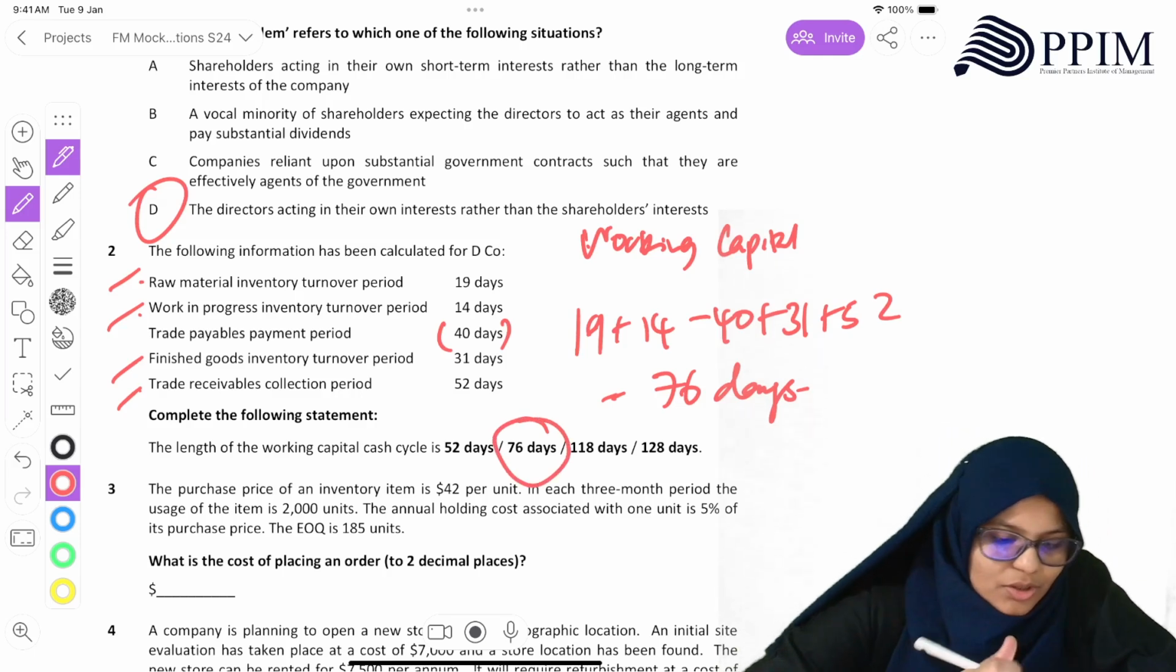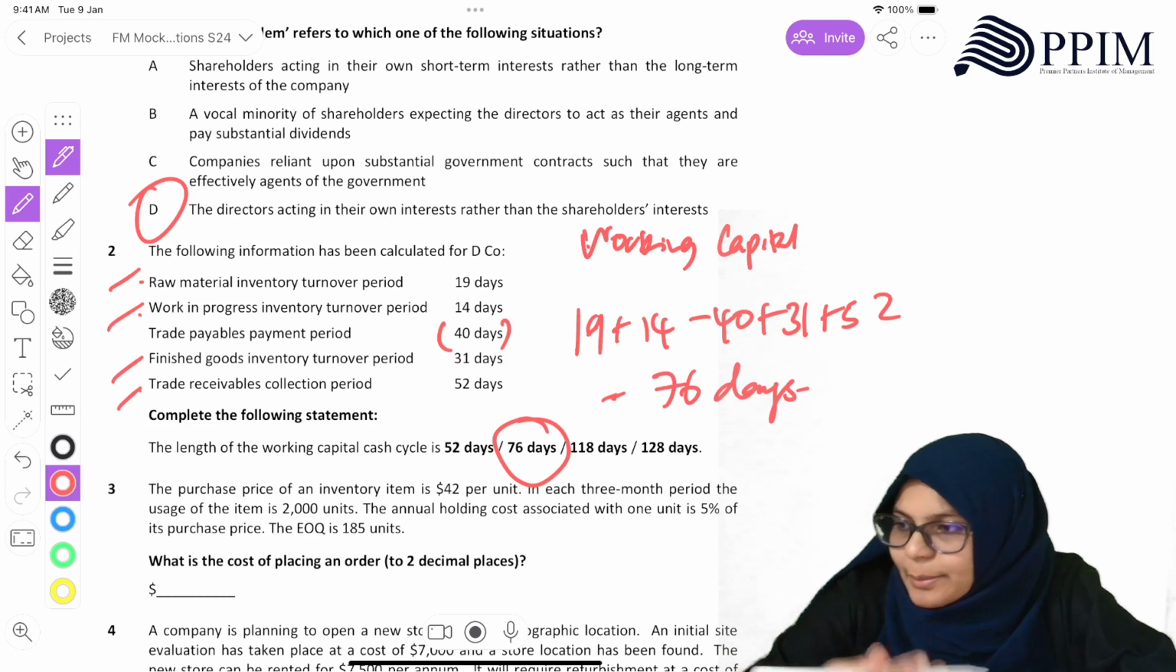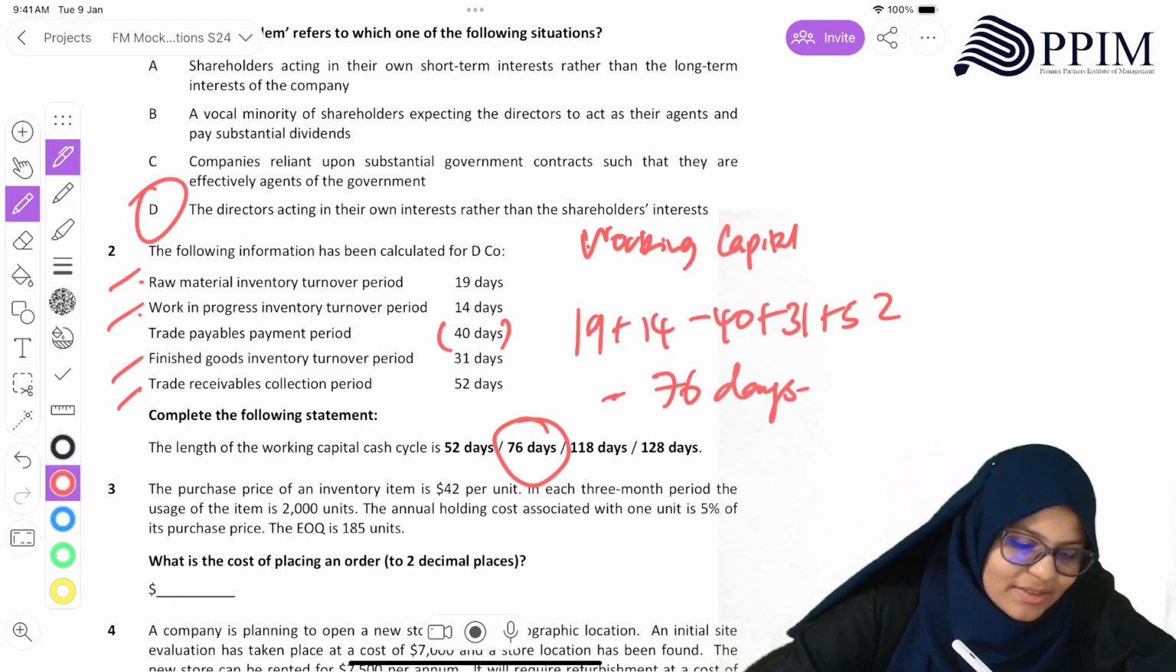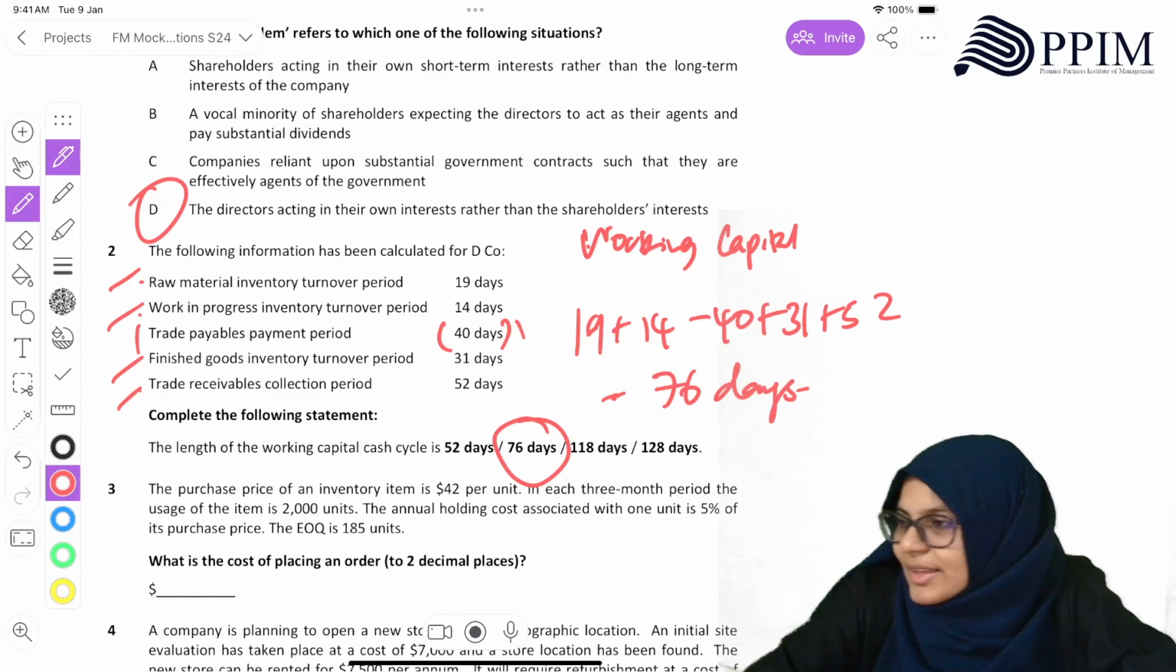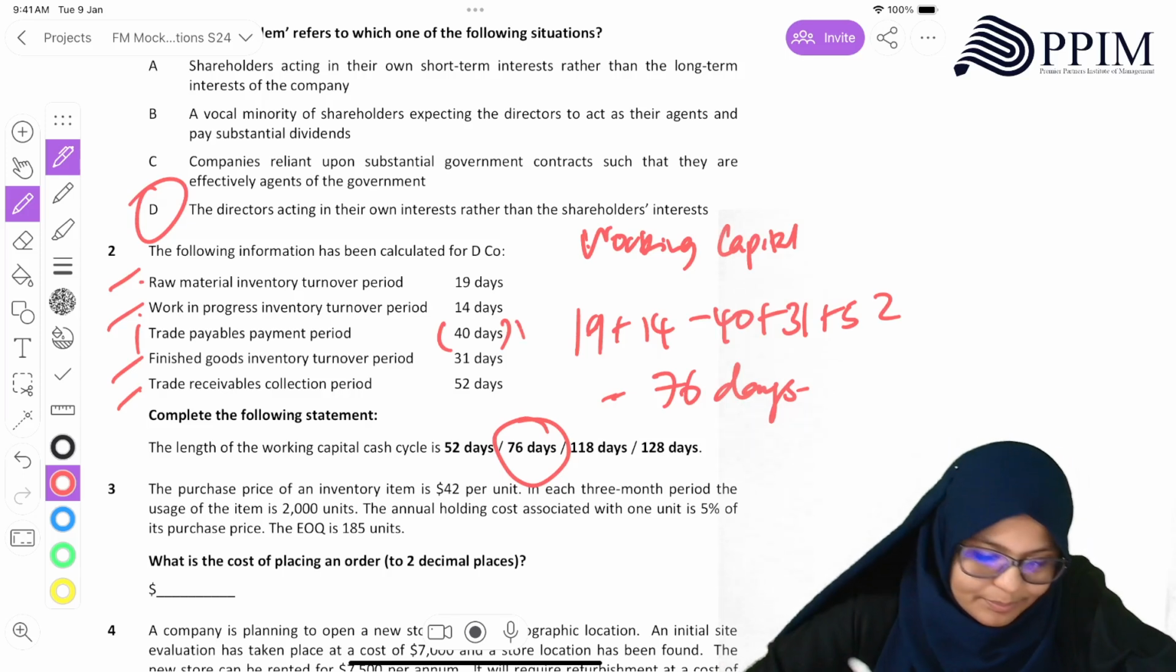Okay. So always remember, it's what we have to pay, right? The payables is what we have to pay now. So that is the figure that will be deducted. Everything else has to be added.